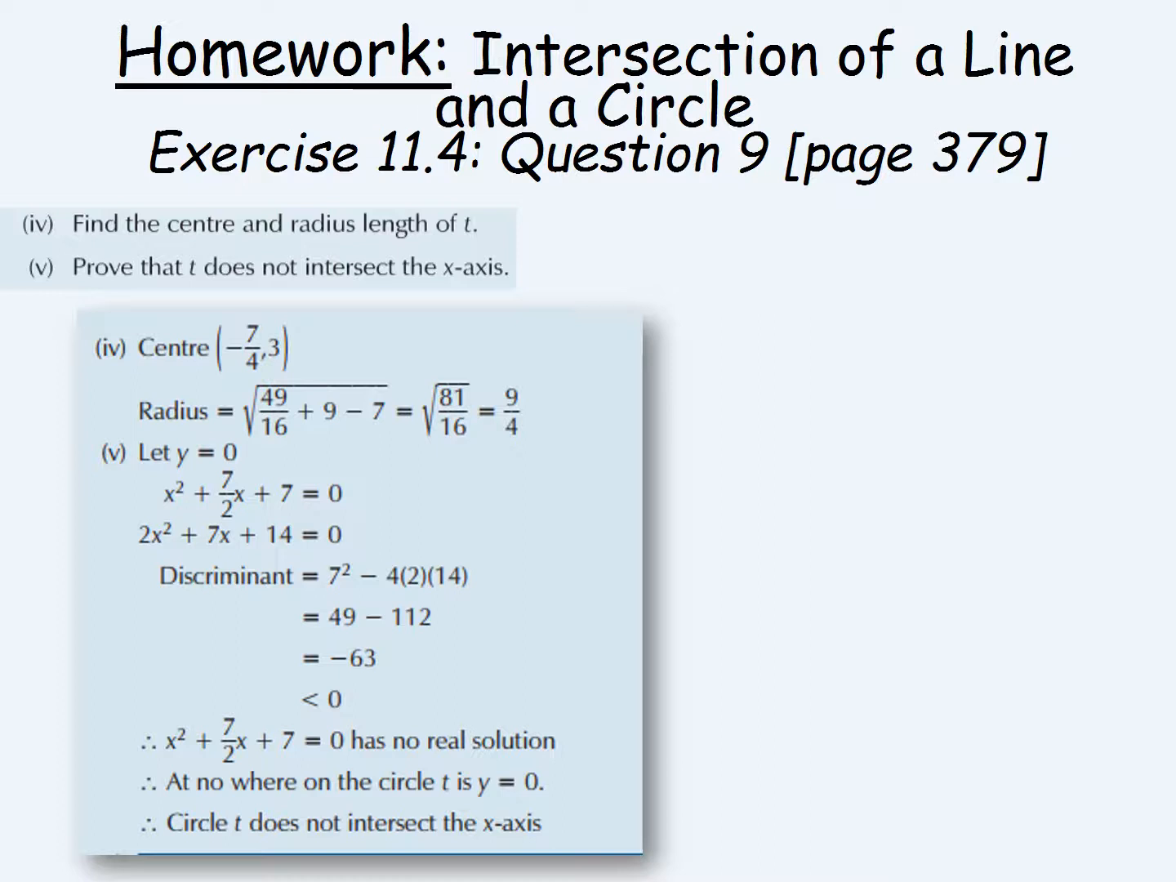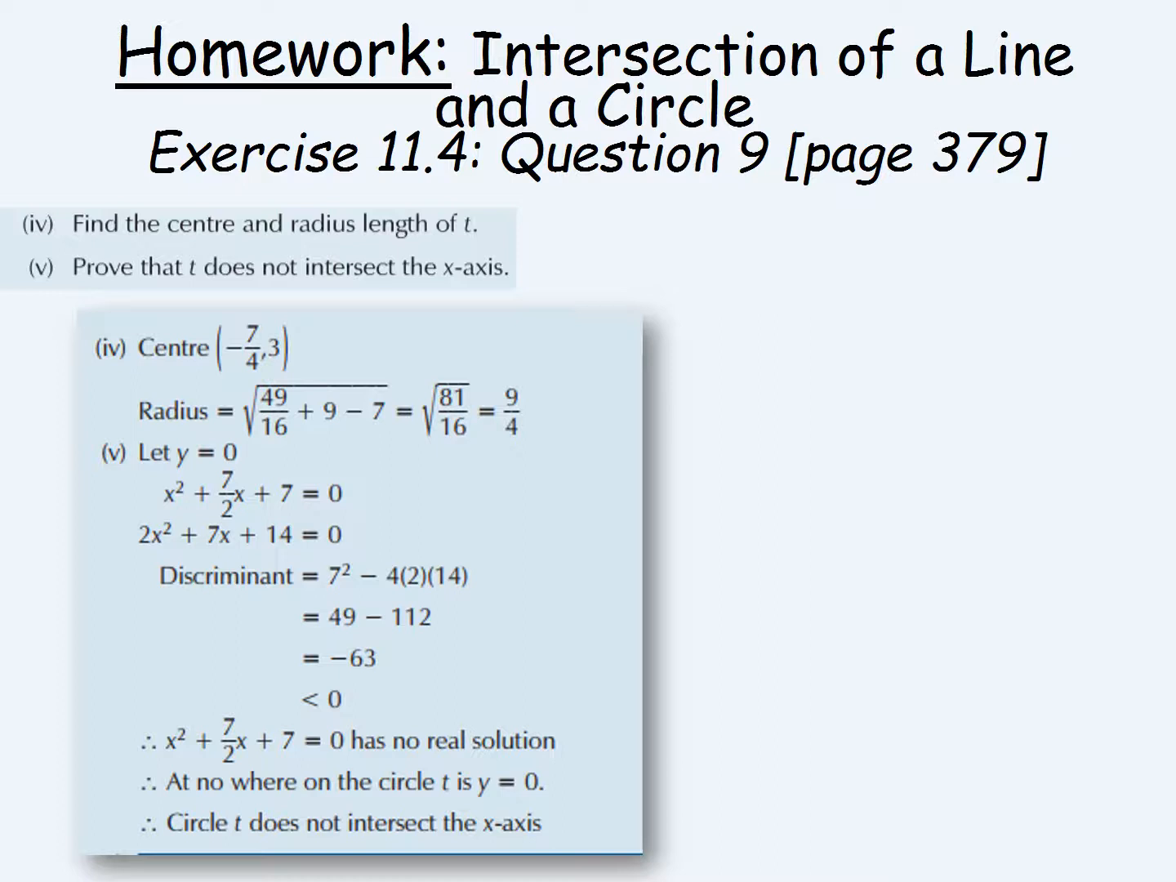Then it asks us to do two things with T. It says find the center and the radius of T. So we can do that using its equation. Remember, the equation is in the form x squared plus y squared plus 2gx plus 2fy plus c equals 0. So we can pull out our minus g, minus f quite quickly, and we can work out our radius.